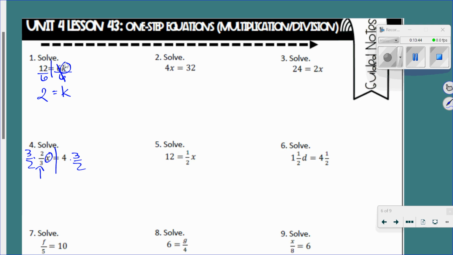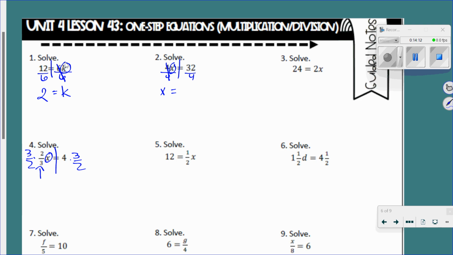All right, 4x equals 32. What am I doing? Not hard, guys. Operation. Multiplying. So to solve, I need to divide. I know I want x by itself because I want to know what x equals. So I'm dividing by 4 on each side. That crosses each other out. 32 divided by 4 is 8.